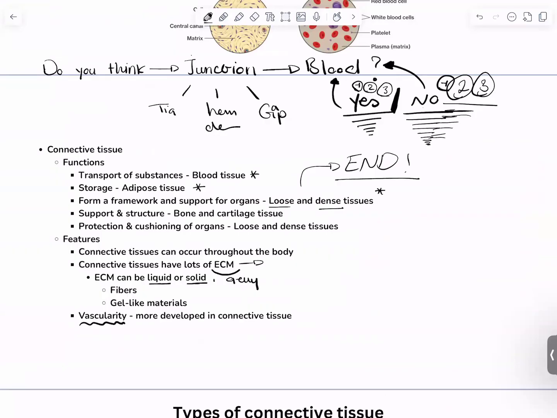So the answer is no. The answer is no, we don't have, in general, tight junctions in the blood, or for example, between the sperm cells. The answer is no. Okay.